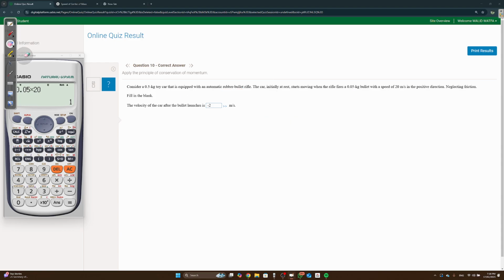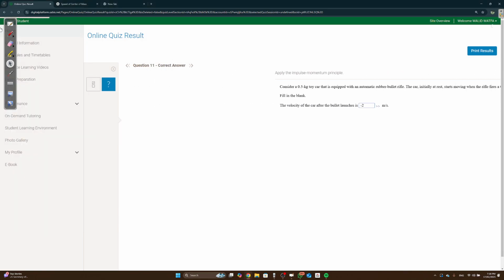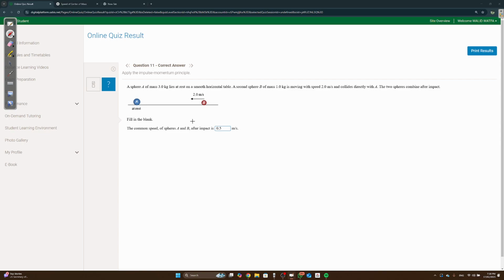Question 11. I'll not waste too much time on these easy questions. A sphere A of mass 3 kg lies at rest on a smooth horizontal table. M1 we're going to call 3, and U1 is 0. A second sphere of mass 1 kilogram, so M2 is 1 kilogram, moving with a speed of 2 meters per second, so U2 is 2 meters per second. The two spheres combine after impact. What does this mean? Inelastic, right? What's the speed of spheres A and B?